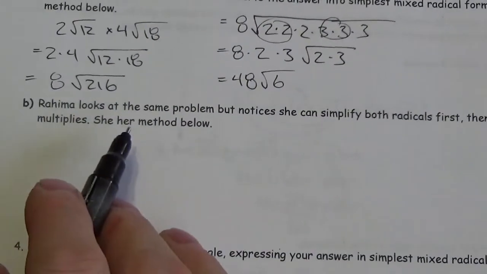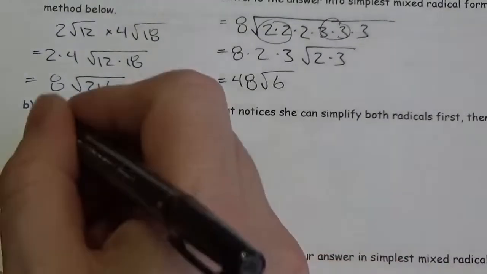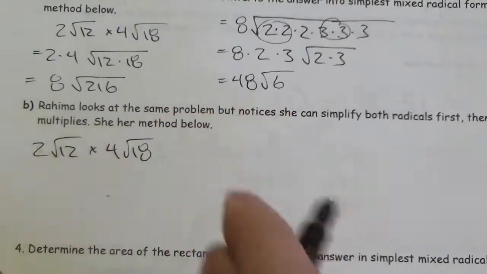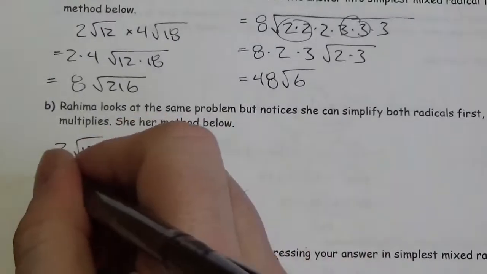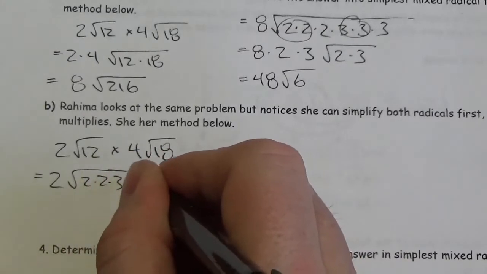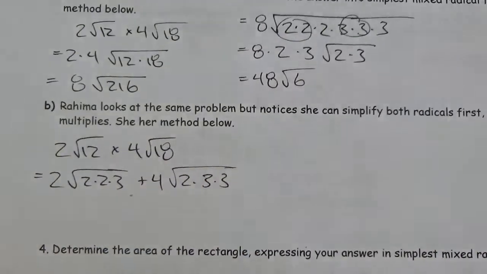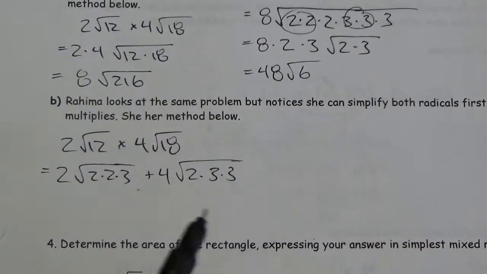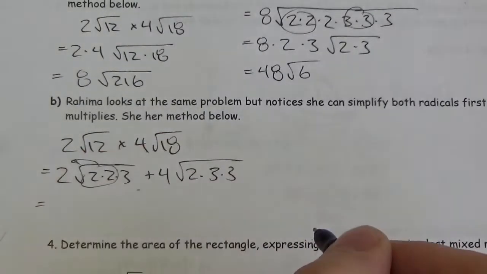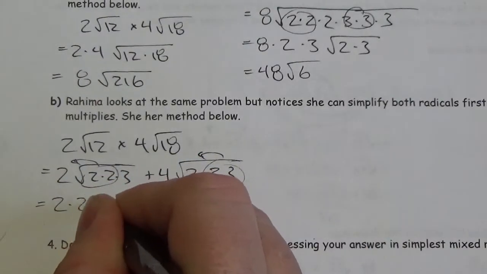Now, Rahima looks at the same problem, but notices that she can simplify both radicals first and then multiply. So we start with 2 root 12 multiplied by 4 root 18. What Rahima notices is that I can write 12 as 2 times 2 times 3, and 18 as 2 times 3 times 3. And again, I'm doing that because we've already seen 12 and 18 go by a few times already. So we take the pair of 2's, pull out a 2, take the pair of 3's, pull out a 3. So this is going to be 2 times 2 times root 3.